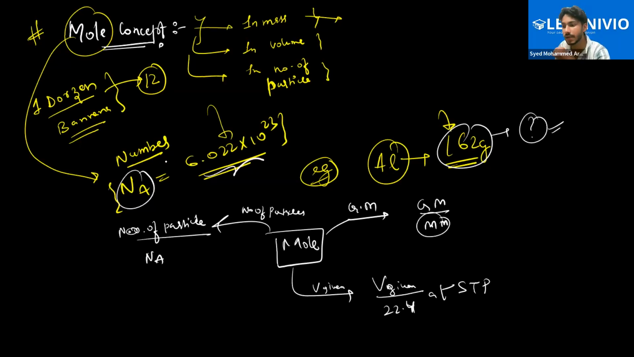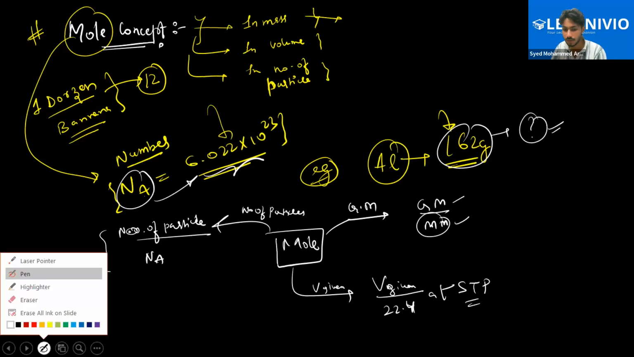Avogadro is the scientist that tells us this is the number that we are going to associate with the mole. So that's why we are saying this is the Avogadro number, and the representation is Na. Simple. So this is the number of particles divided by Avogadro number. Here given mass upon my molecular mass. Here volume given divided by 22.4 liter at STP. Very simple. So this is how you're gonna calculate the number of moles.